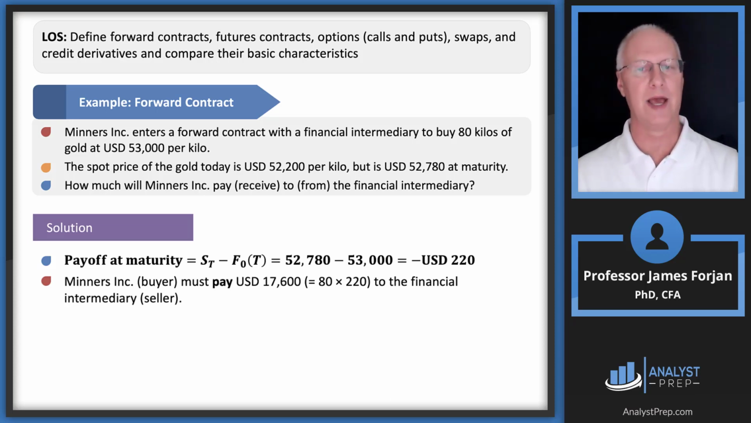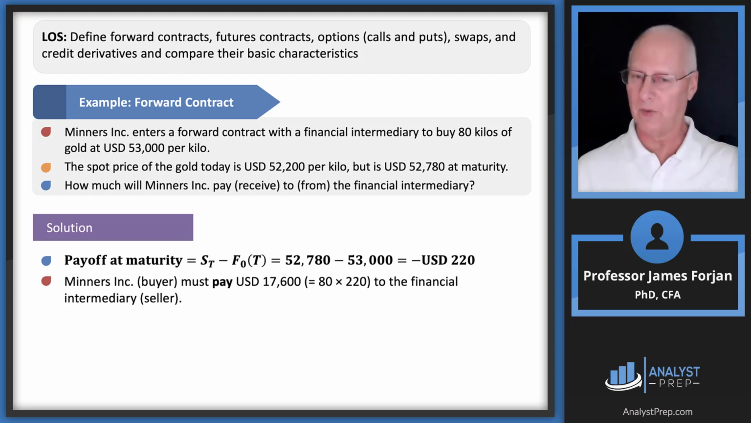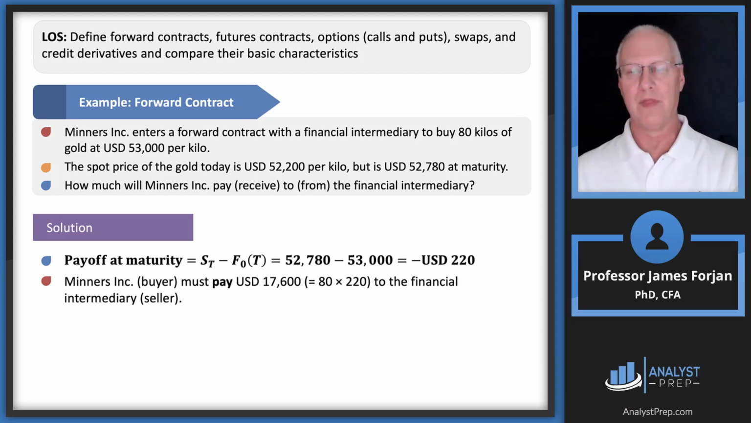So let's go back to that equation we had a slide or two ago. Our payoff at maturity is going to be the $52,780, which is the spot price at the maturity date, with a subscript capital T, minus the forward price that we had agreed to way back at initiation. So that's minus $220, and that means that you lose.